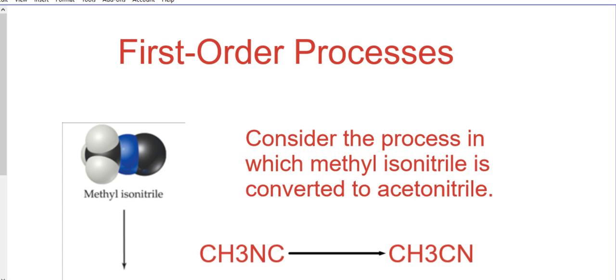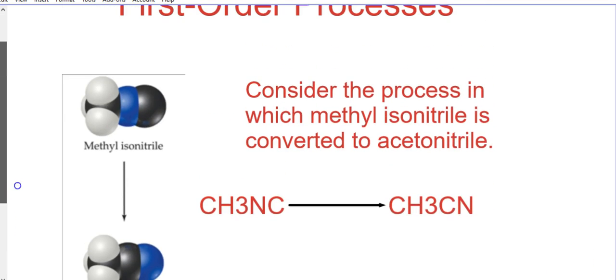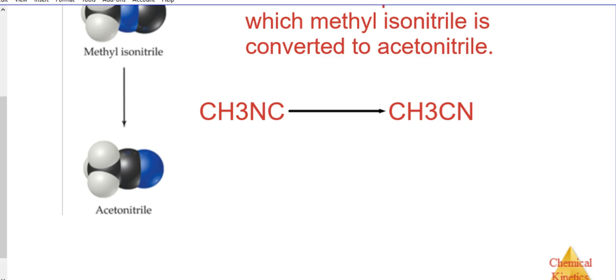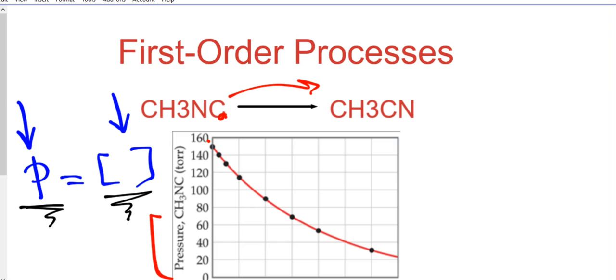All right. Yada, yada, yada. You don't need to write anything here. It's just saying, all right, we're going to use this as our reaction that we're going to do data on. So we take methyl isonitrile and convert it to acetonitrile. So this is what we have here.